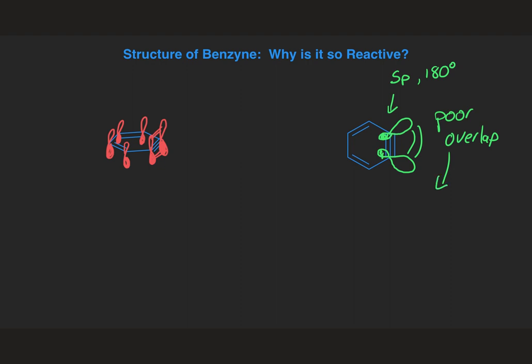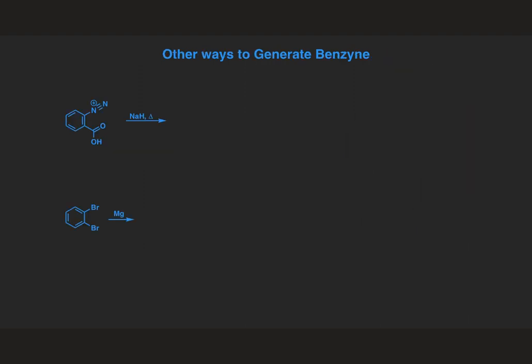And so this bond is very weak and will readily react with many, many things. We've seen one way to generate benzyne in which we do a traditional sort of elimination and deprotonate the carbon next to a leaving group, which then kicks some electrons over to form a double bond and kicks off that leaving group. But there are a couple of other interesting ways to generate benzyne that can be useful in certain reactions.